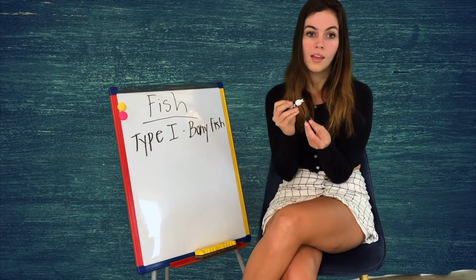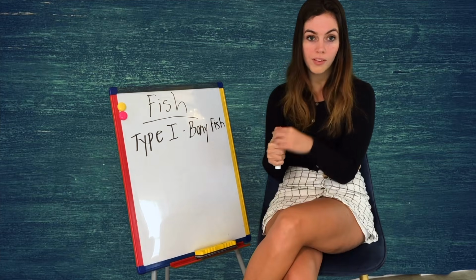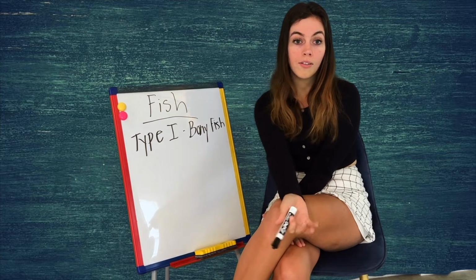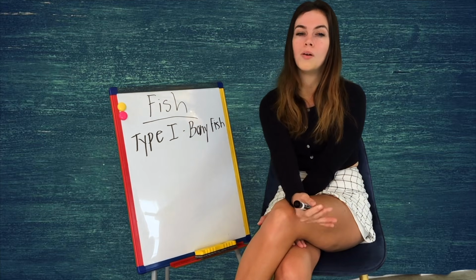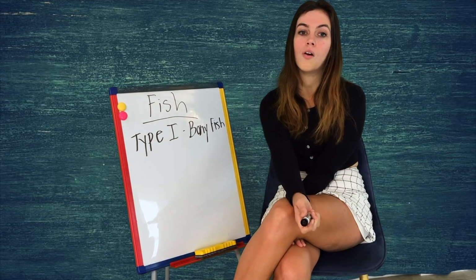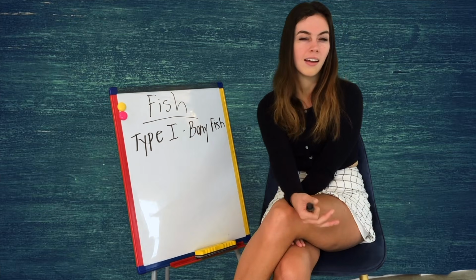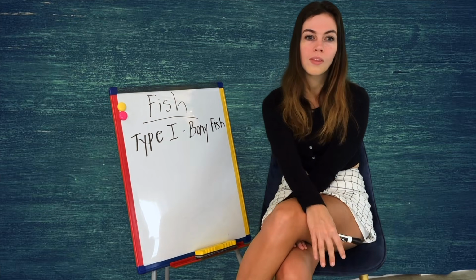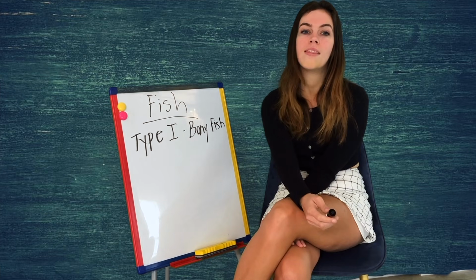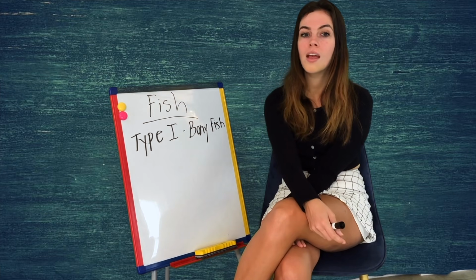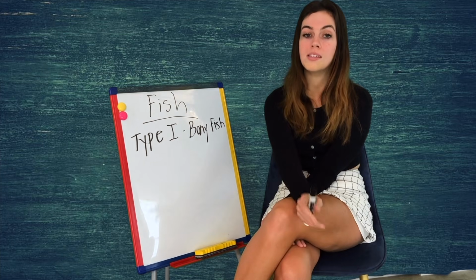Okay, and a little bit about the bony fish. So, all fish live in water and breathe with the structure called gills. Bony fish have scales that overlap, kind of like roof shingles. Many bony fish have an organ called a swim bladder that is filled with gas. This allows the fish to move up and down.